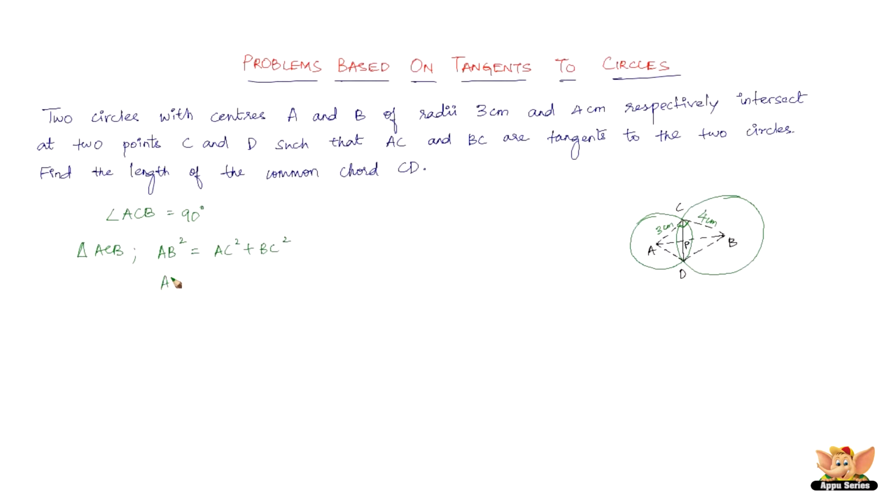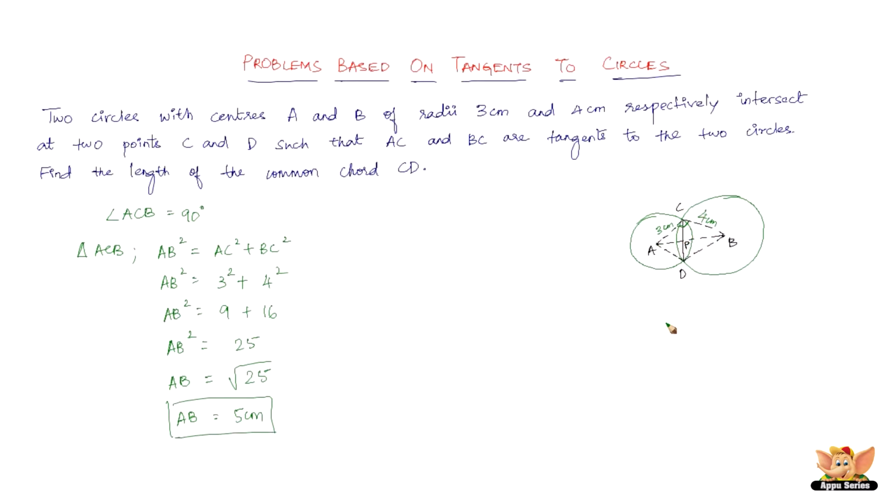So we've got AB square equals, we've got AC as 3, so AC square is 3 square. We've got BC as 4, so BC square is 4 square. So AB square is 3 square, which is 9, plus 4 square, which is 16. So AB square is 9 plus 16, which is 25. So if AB square is 25, AB is the square root of 25. So we've got AB equal to 5 centimeters. So we've found the length of AB.